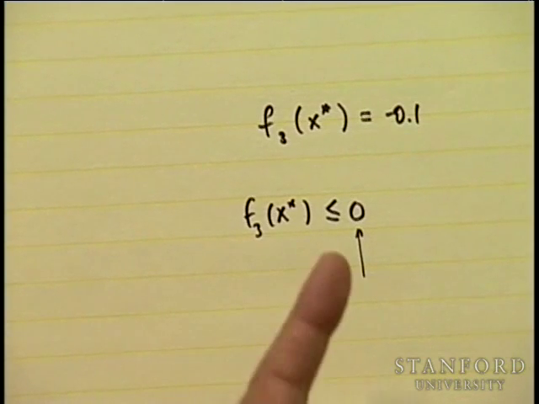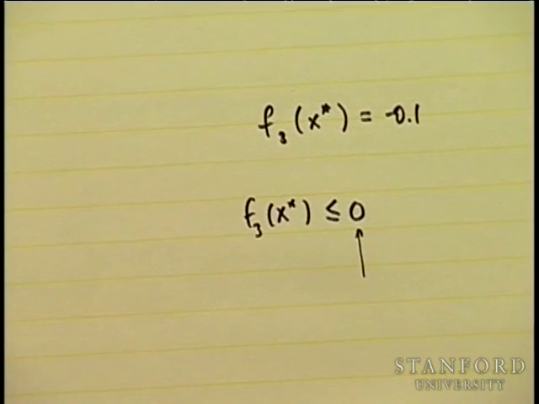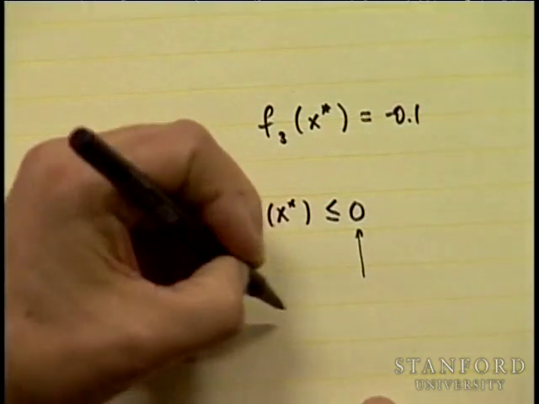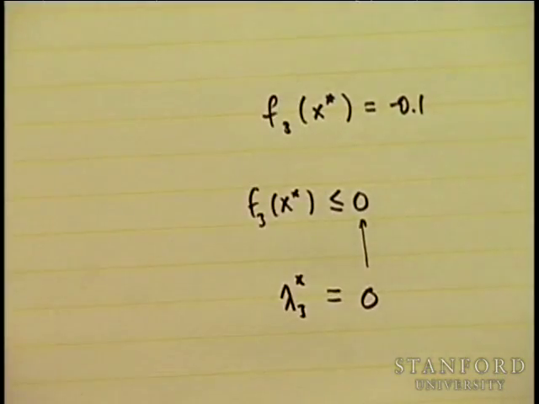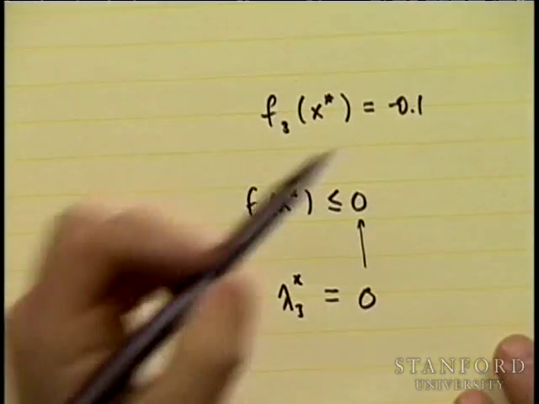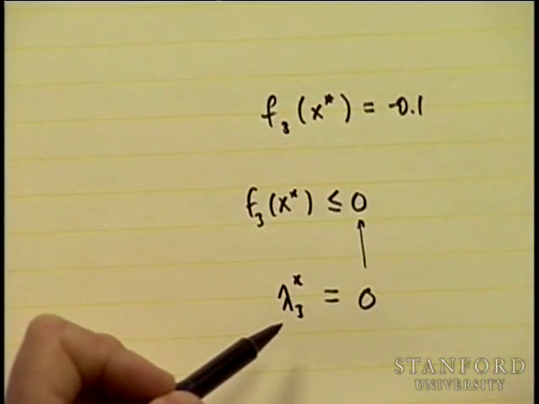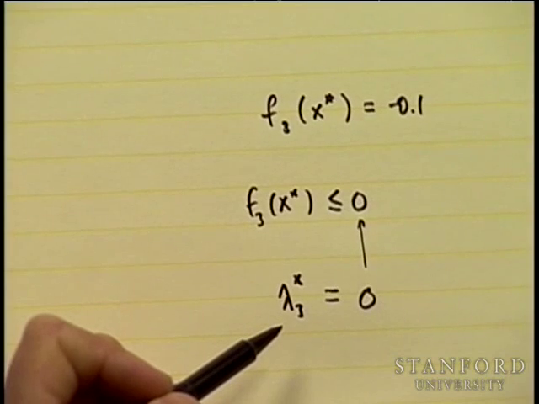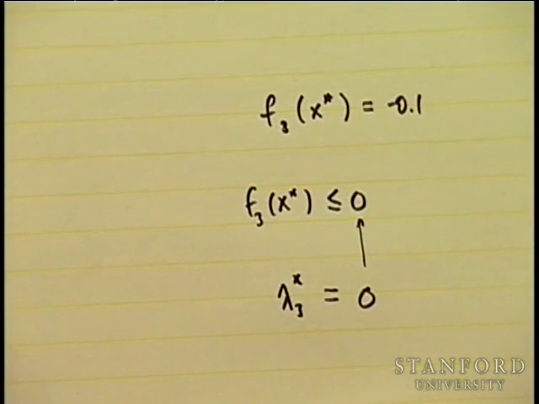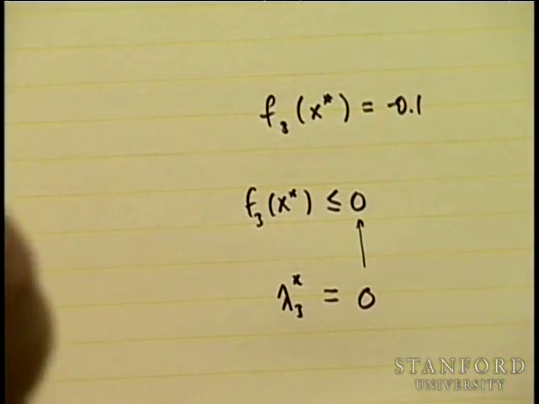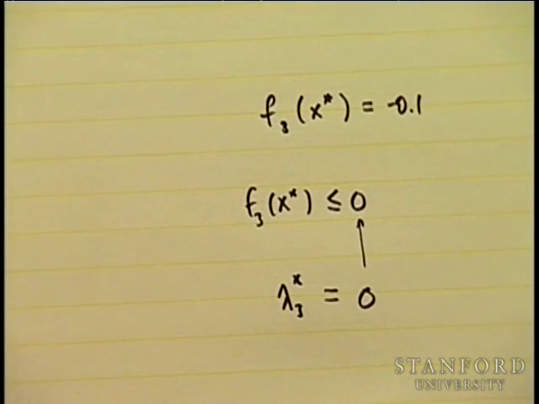Okay. What is lambda 3 star? It's zero. It has to be zero. First of all, you could just say, look, complementary slackness: minus 0.1 times lambda 3 star has to be zero. That's complementary slackness. Obviously, lambda 3 star is zero. But in fact, you get it from the sensitivity. Lambda 3 star equals zero means you can wiggle the right-hand side of that constraint, and it will have no effect whatsoever on the optimal value. Everybody understand that? And it's completely clear.